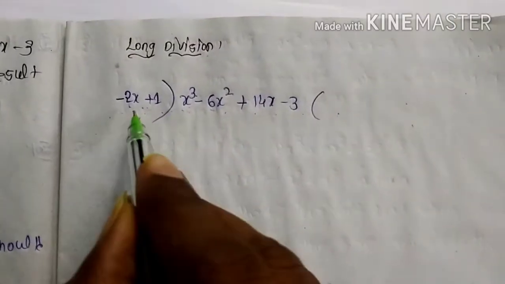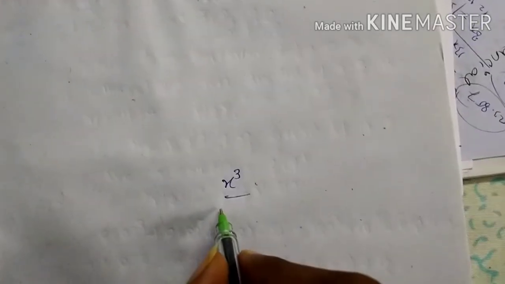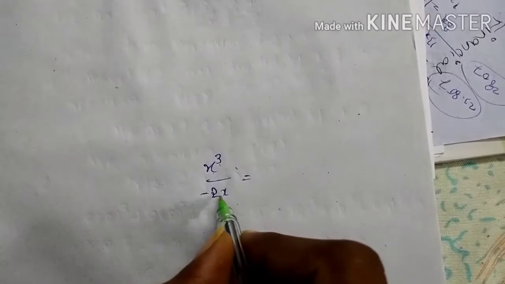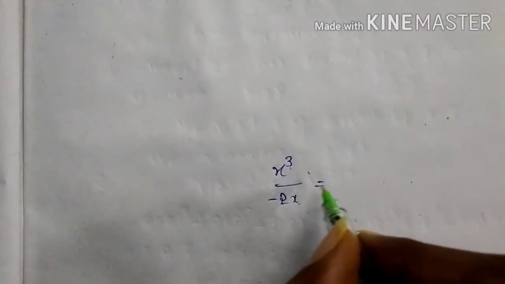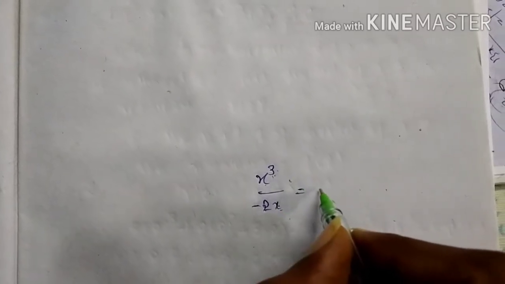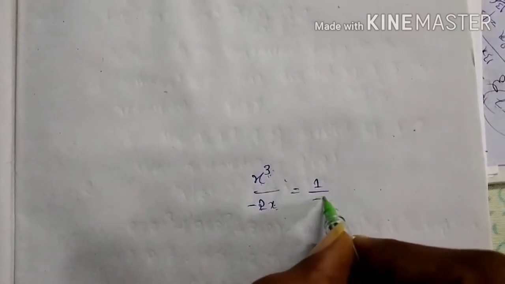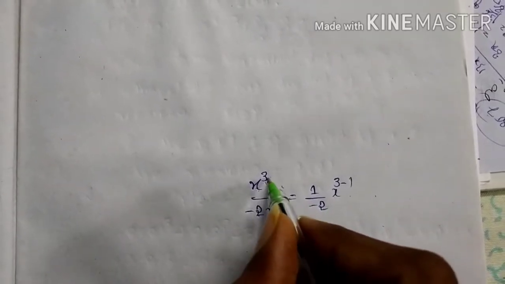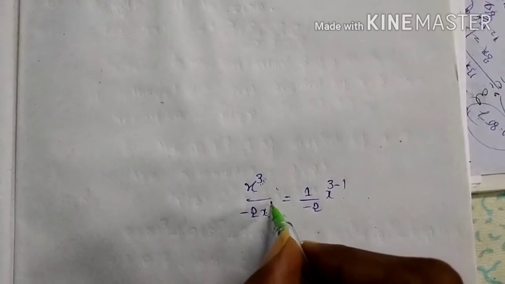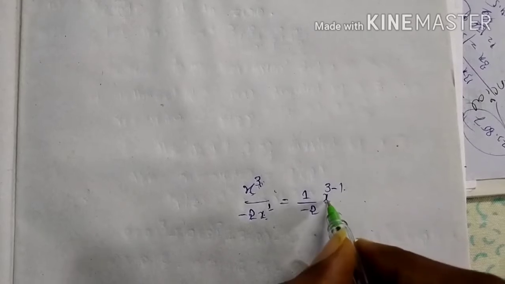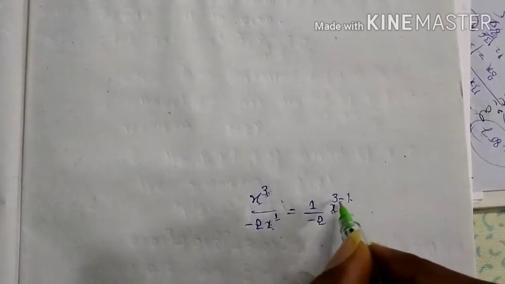See, how can we do here? First I am writing x cube by the first term in the divisor, minus 2x. Just you can do simplification. See here, x cube by minus 2x means you are getting 1x. You will get here how much? X cube, see, 1 by minus 2. Can I write here x power 3 minus 1? Yes or no? See, x power 3, here x means x power 1, or not? You know that a power m by a power n is equal to a to the power m minus n, or not? Yes, that means x power 3 minus 1.